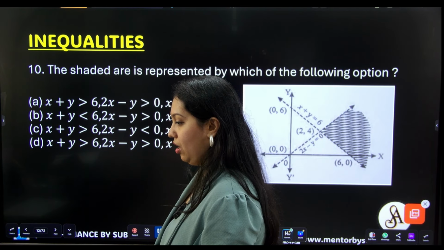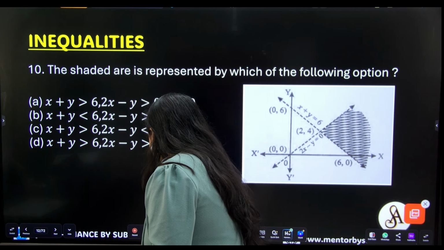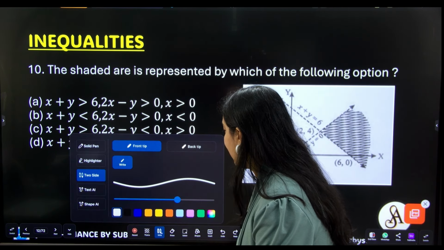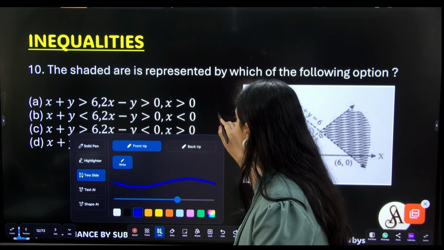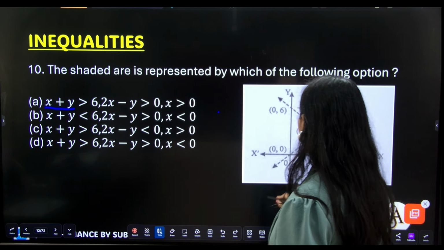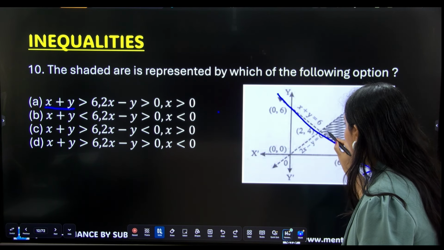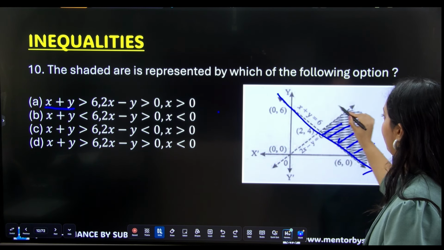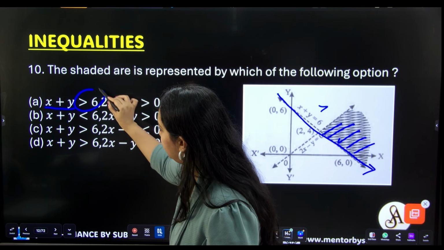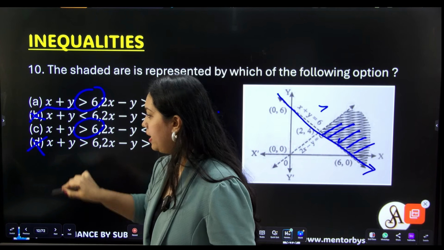The shaded area from the options is dash. Remember, for this question, we have both positive slope and negative slope, so please be careful. I'm changing my pen color to explain. We'll take the first line, x plus y. Here, the region shaded should be greater than. Check the options, whichever has greater than, only that option will be correct. So option B and option D are wrong.